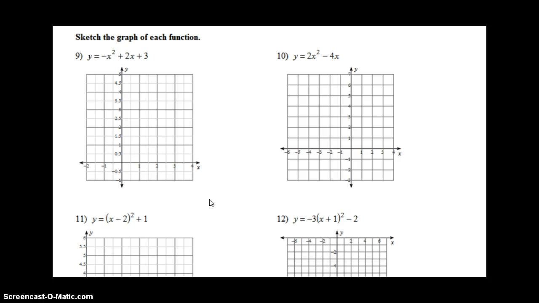So pause the video now and try doing 9 and 10, graphing each function, just 9 and 10. Pause now. And the answers will appear in 3, 2, 1.